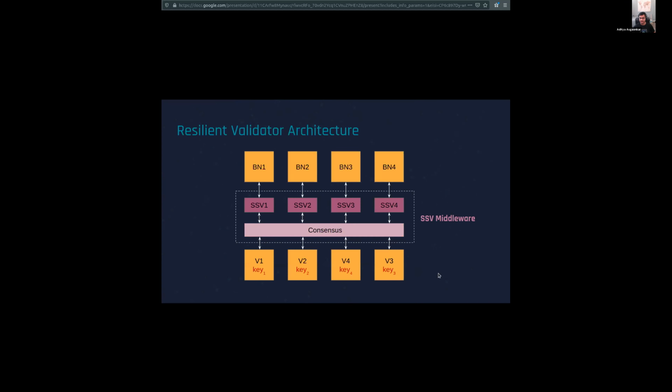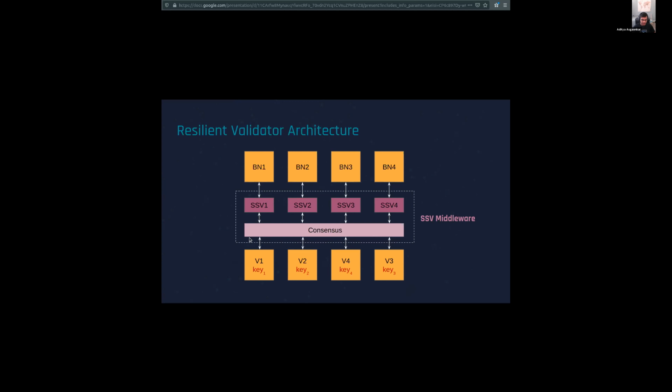So in practice, the best architecture that gives us the highest resilience looks something like this. We have multiple beacon nodes, we have multiple validator clients, and we have some secret shared validator middleware that is running in between, interfacing the beacon nodes to the validator clients. This middleware consists of these SSV clients, these secret shared validator instances, which are responsible for managing the timing, instantiating the consensus instances for each block or each slot, and so on.